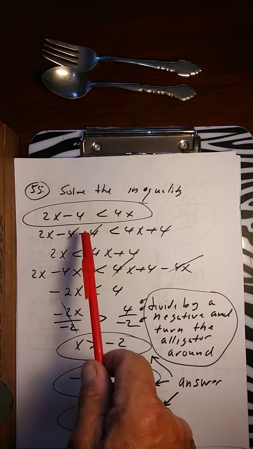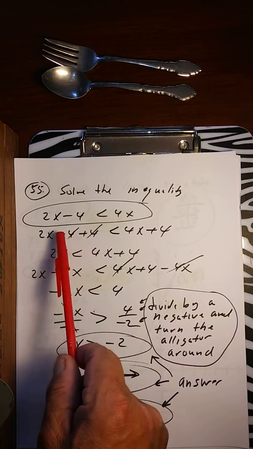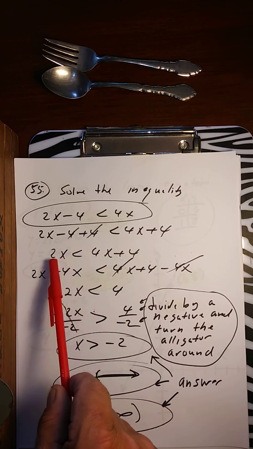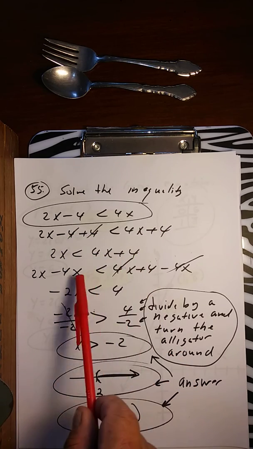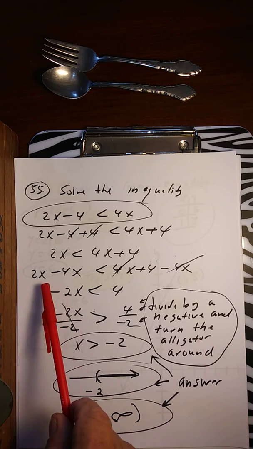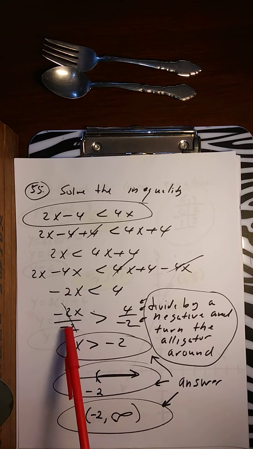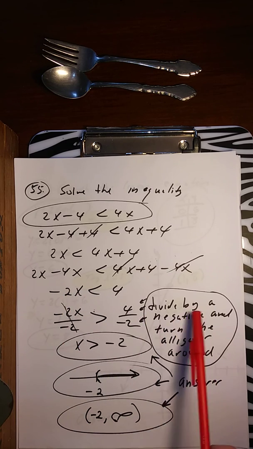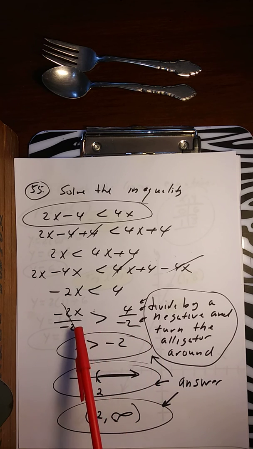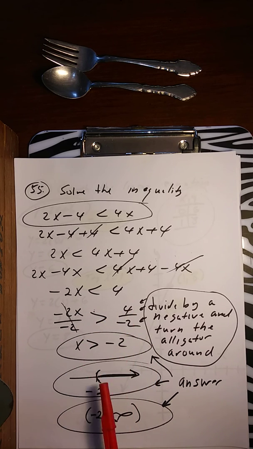The ordered pair. This one: solve the inequality. Plus 4, plus 4. So we have 2x is less than 4x plus 4. Minus 4x, minus 4x. So we have negative 2x is less than 4. Now we divide by negative 2. What's going to happen? Divide by a negative and turn the alligator around. So it turns the other direction. So x is greater than negative 2. So from negative 2 to infinity, or x is greater than negative 2.